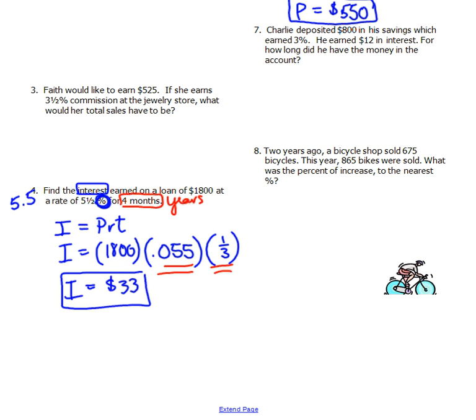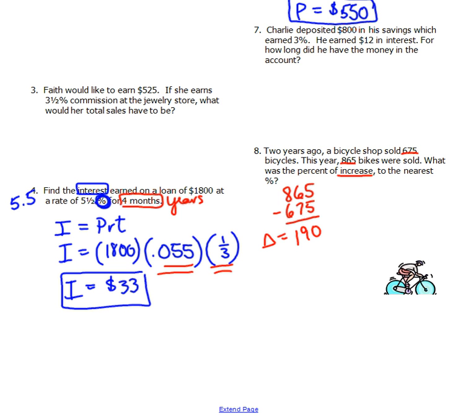This is a percent of change. So the first thing you need to do is find the change. There's 2 years ago. That's this year. What was the percent of increase to the nearest percent? All right, so the first thing I need to do is take the 865 minus the 675 to get the actual change. So the change is 190.